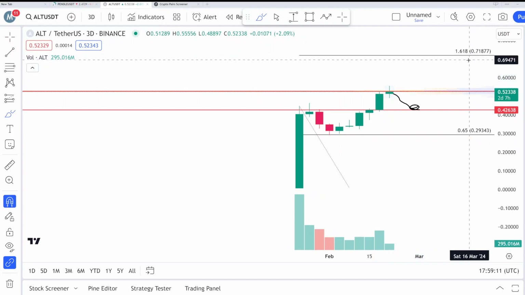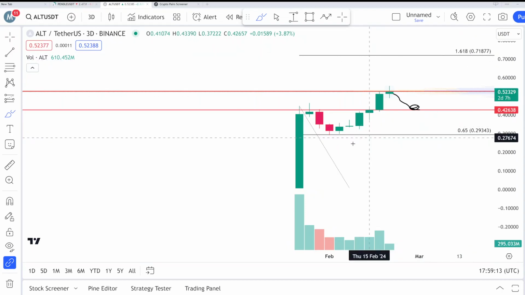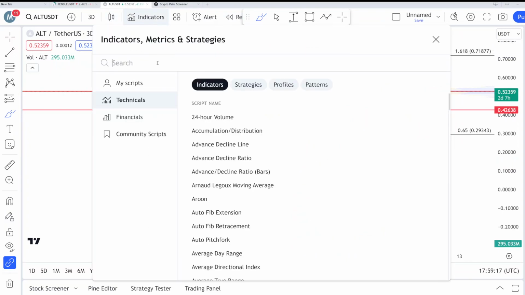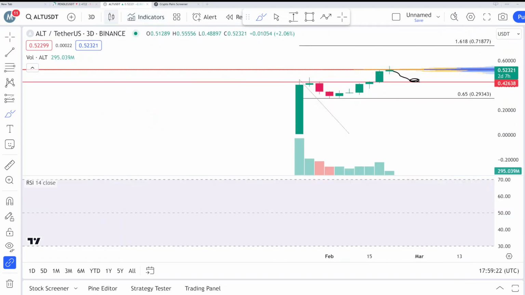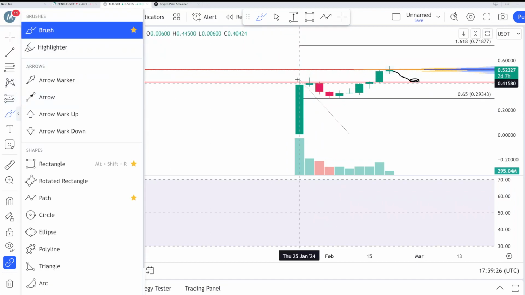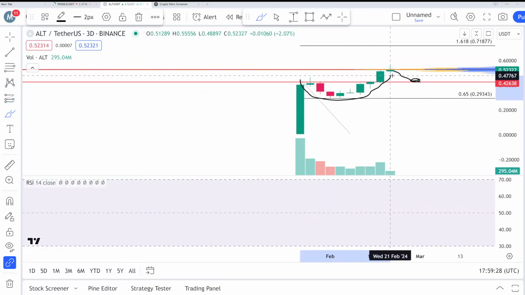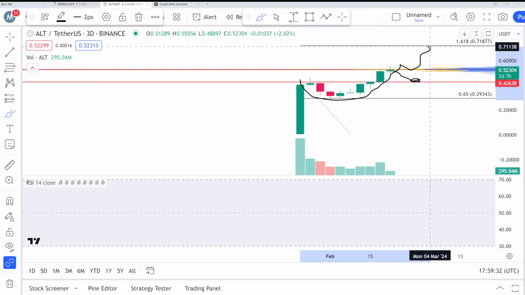So where should we buy? We will check the RSI indicator to get some idea about where we should buy this coin. On the 3-day, there's no RSI, and the price is in discovery mode, going parabolic like this. If we go on this way, we can go straight upside toward 71 on the bigger frame, guys.